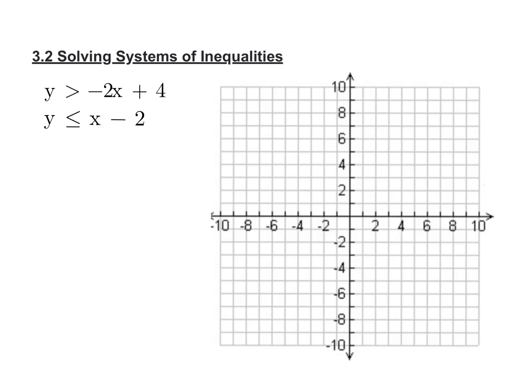Now, this is a pretty simple system of inequalities. They won't always be this simple. Sometimes the inequality will not be in slope-intercept form, but for the purposes of saving time and giving you more time to work, we'll make this pretty simple, okay?